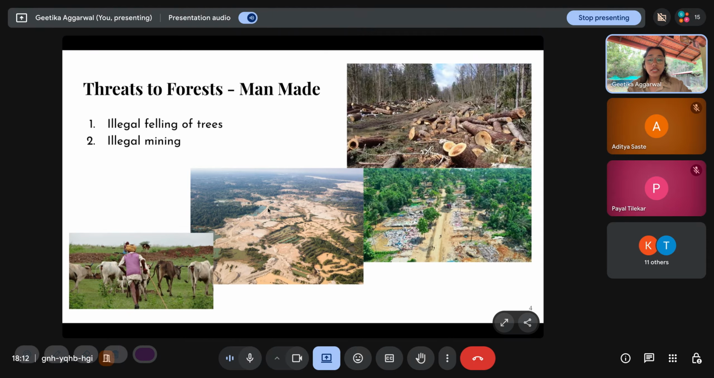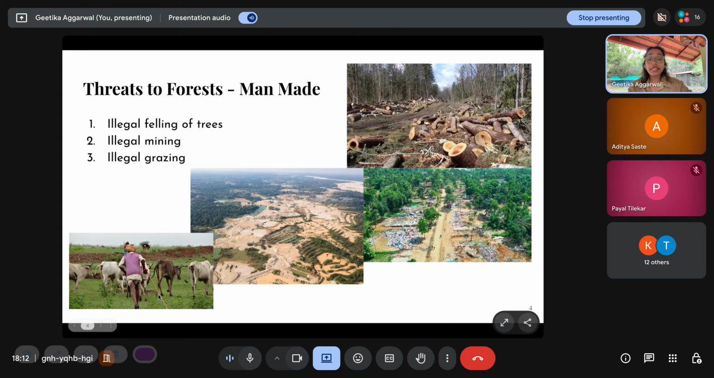Second is illegal mining. There could be companies or industries which are going inside the forest, and they're mining the areas for sand. They might be using it for construction purposes, and because there's a lot of soil and sand in the forest, they could be mining that, or they could be mining other resources in that forest area. So any illegal mining is a major threat to the forest, because entire forests are being destroyed or cleared in order to carry out this mining.